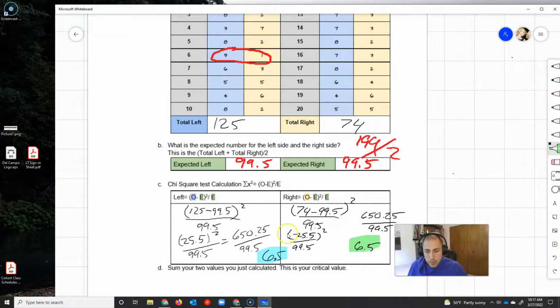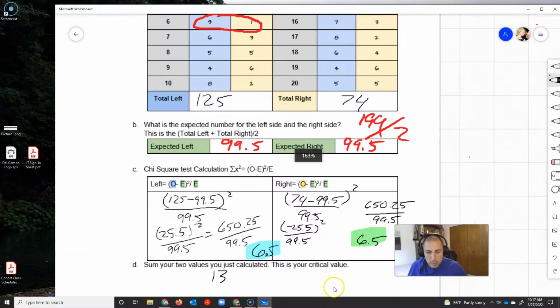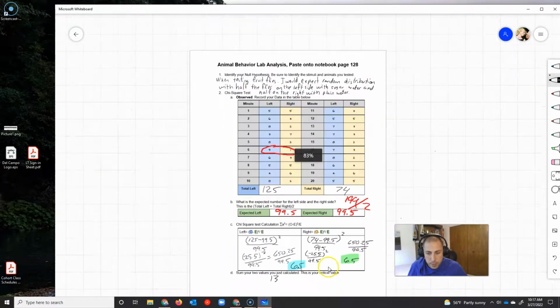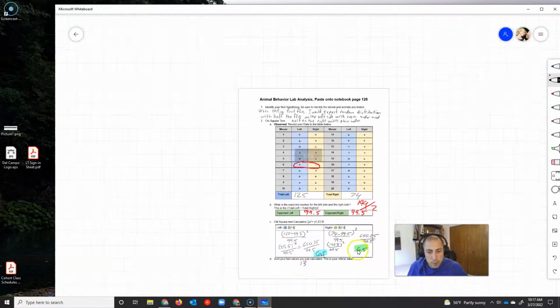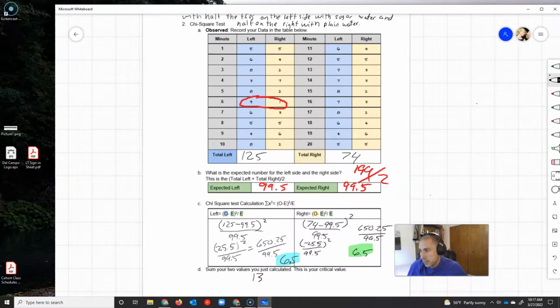All right, so now it says sum your two values. And of course, sum means add them up. So 6.5 plus 6.5 is going to be 13, right? And this is my critical value. And so now I'm going to use that number for my analysis.